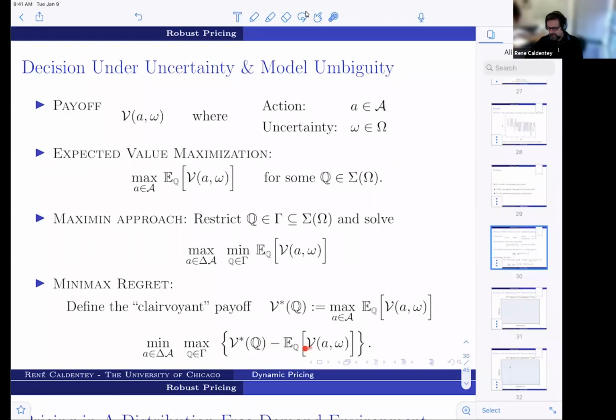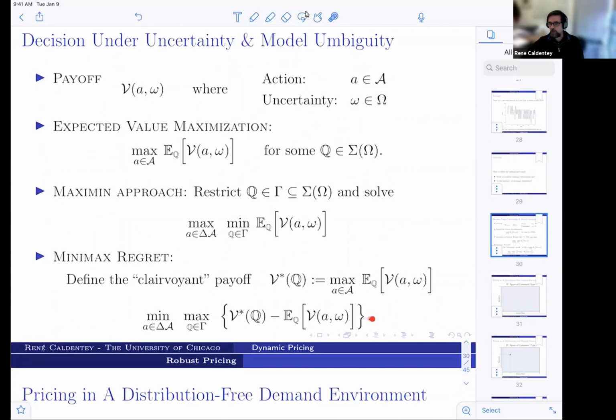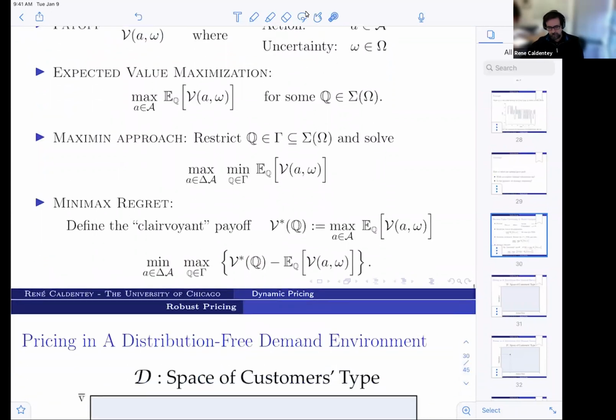In this case, if you stop for a second and think about it, it's not obvious for nature that it wants to pick a distribution for which the valuation of consumers are always 0. Because in that case, there's nothing for me to do. The regret will actually be 0. So this is more robust to those worst case situations. All right. So we're going to be using this way to think about the problem.